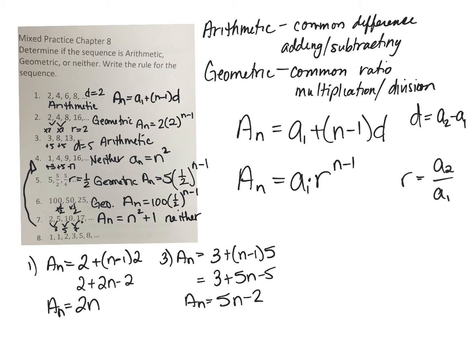And 8 is 1 plus 1 is 2, 1 plus 2 is 3, 3 plus 5 is 8, 5 plus 8 would be 13. This is the Fibonacci sequence, and so this is also neither. You don't have to write the rule for this. But if you were, it'd be a sub n minus 2 plus a sub n minus 1. So this term, a3, is a2 plus a1. You can really only write this in a recursive formula, and that's the kind of formula you're looking at there.